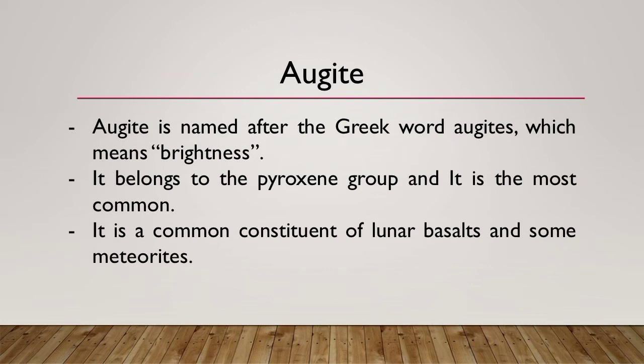Next, ito daw ay kabilang sa pyroxene group, at ito daw yung isa sa pinaka-common or madami. Next is isa ito sa mga nabubuong elements mula sa mga meteorites at iba pang mga bagay na matatagpuan sa buwan.